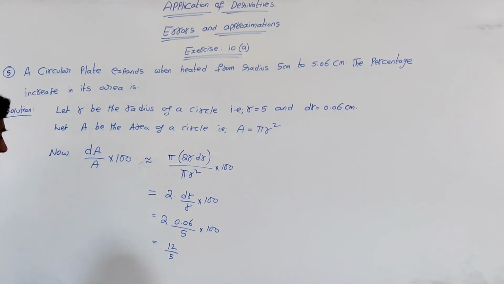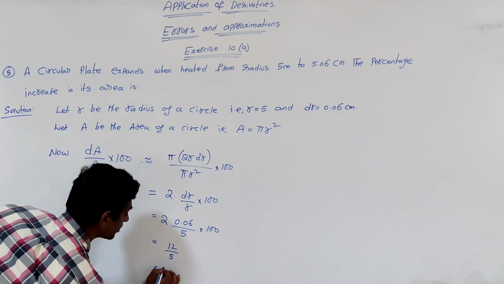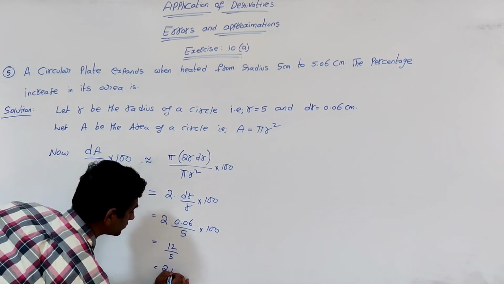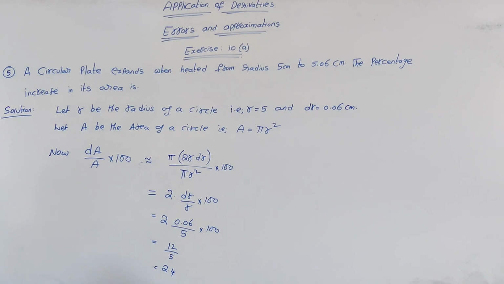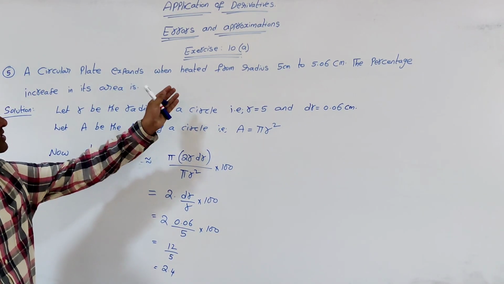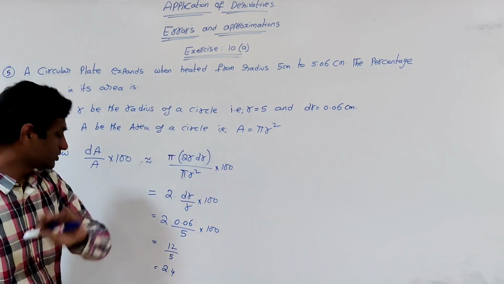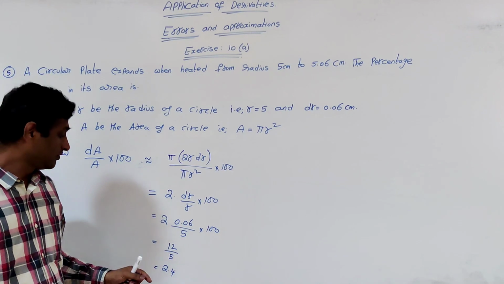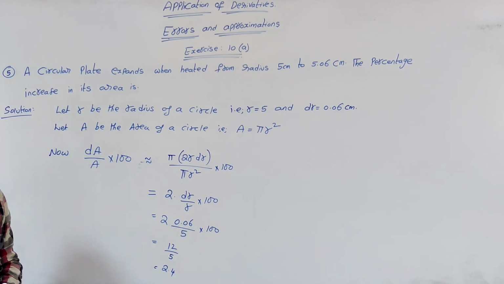12 by 5 means it is 2.4 percentage. So if there is a change in the radius of 0.06, then the percentage error in its area will be 2.4%. Next problem.